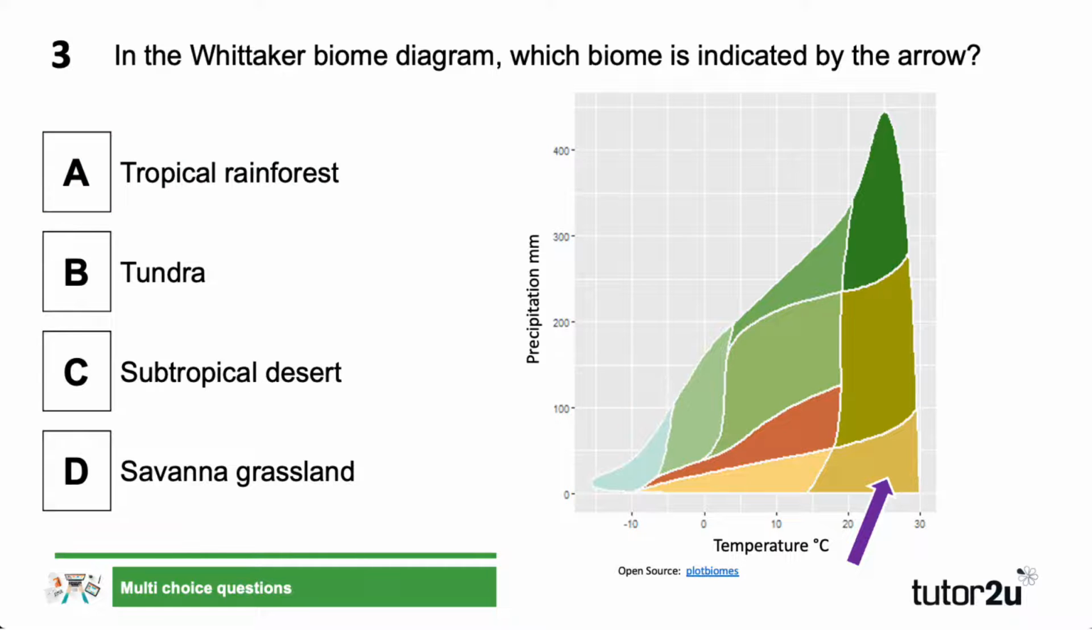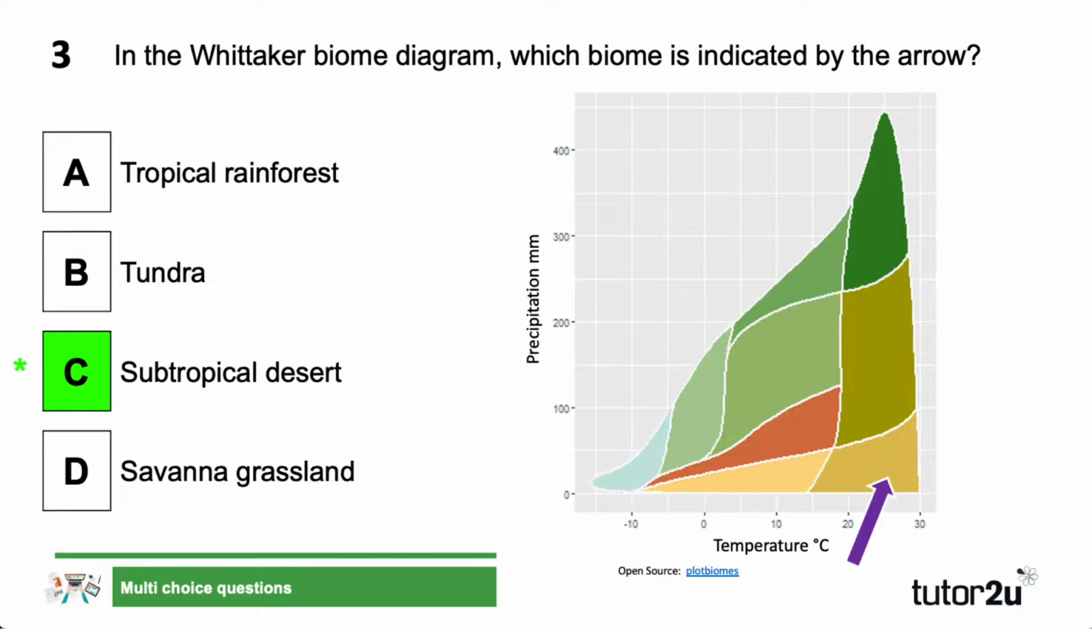Okay, the third arrow is pointing to a different part of the Whittaker diagram. In this case, you can see it down there on the bottom right-hand side of the Whittaker diagram. Which biome is indicated by the arrow in this case for number 3? Yes, good call there. Let's have a look at the answer. That is going to be subtropical desert. So in this case, it's very hot and very dry.